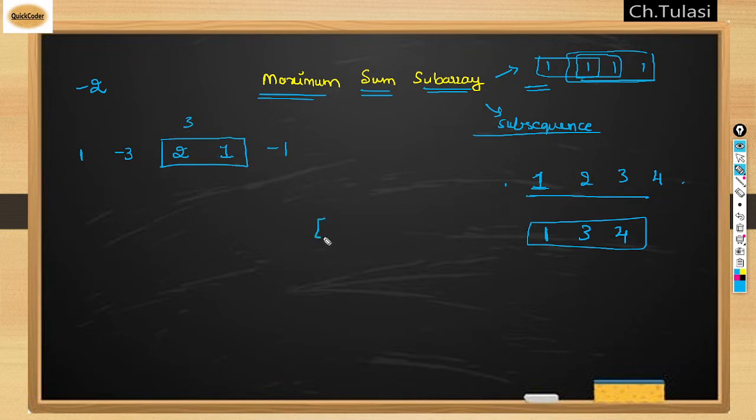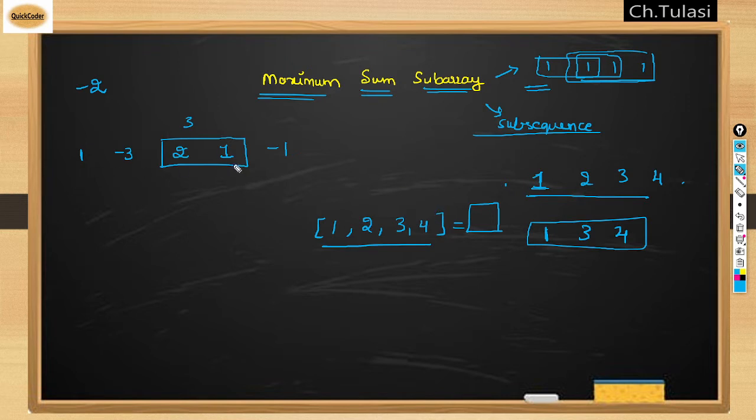For example, if you take an array which has all positive elements, then the maximum subarray is the total array, because while adding all the elements, you will get the maximum sum. So this problem is mainly useful when you have both positive and negative integers in your array. Now let's start doing this problem.